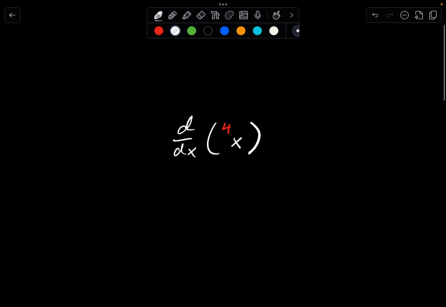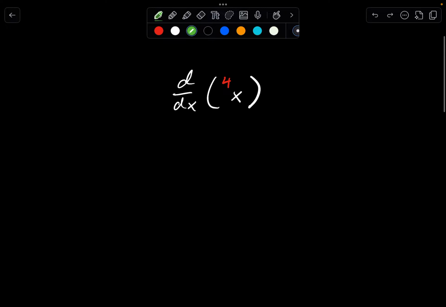Okay, so right here we have the derivative of x tetration 4. But I'm sure you're wondering, what does tetration 4 even mean? So let's quickly go over that.